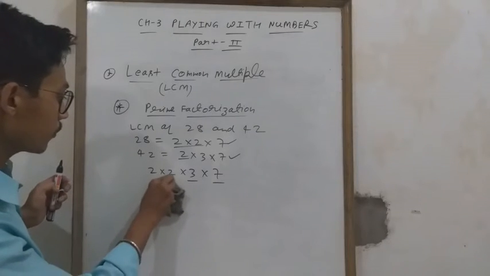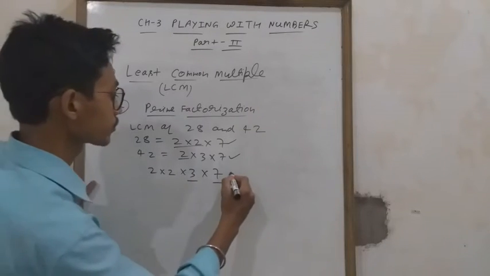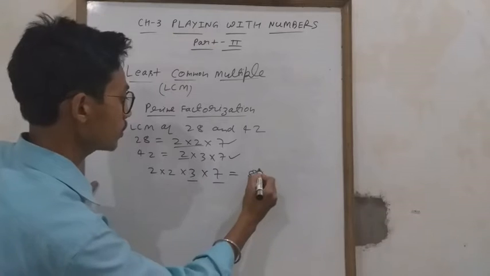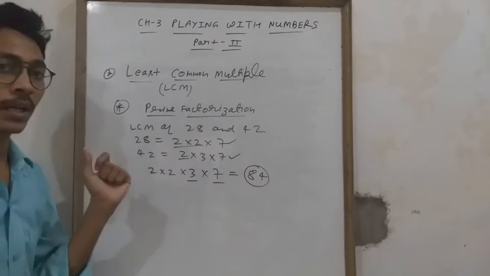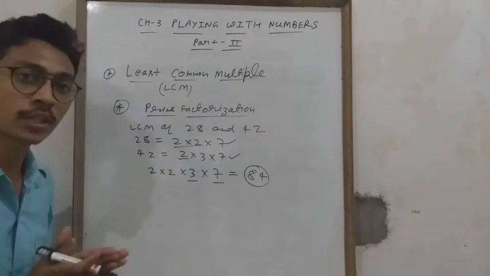Now you will multiply. So 2 times 2 is 4, 4 times 3 is 12, 12 times 7 is 84. Clear student? It means 84 is the lowest common multiple of 28 and 42.